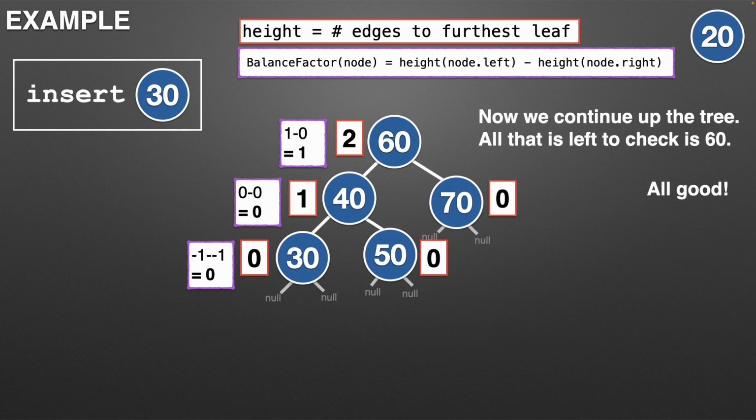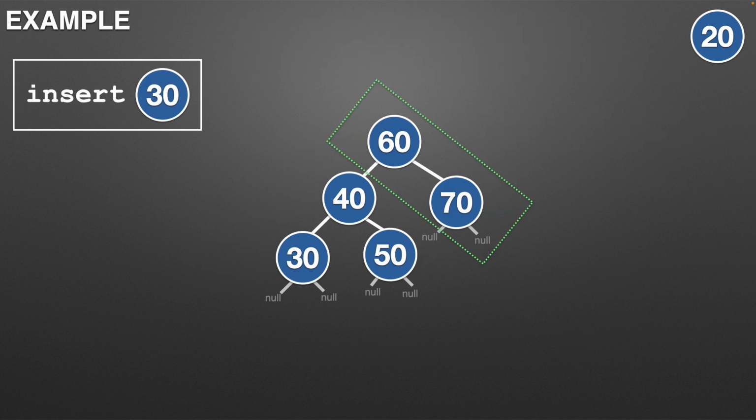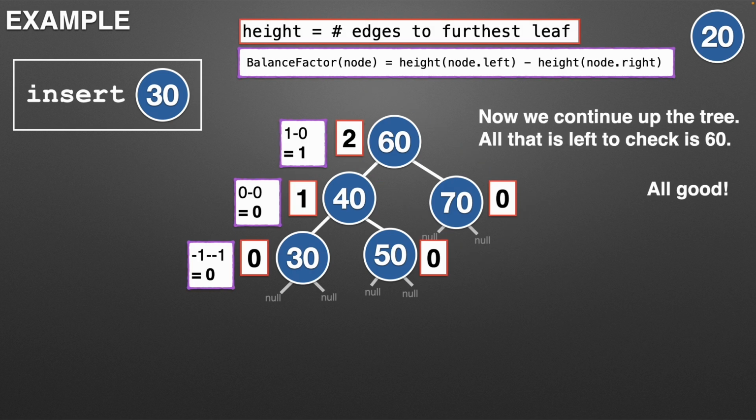So remember that we've only done up to this 40 point, so we do need to go check the root node, its parent, because we started fixing it before we got to the root. And so we don't have to worry about anything down here because it's all fine. So we're just going to go up to 60 and compute its balance factor, and we'll find out that it's actually okay too. So there's nothing else to do as part of inserting 30. So everything is good with our tree at this point.